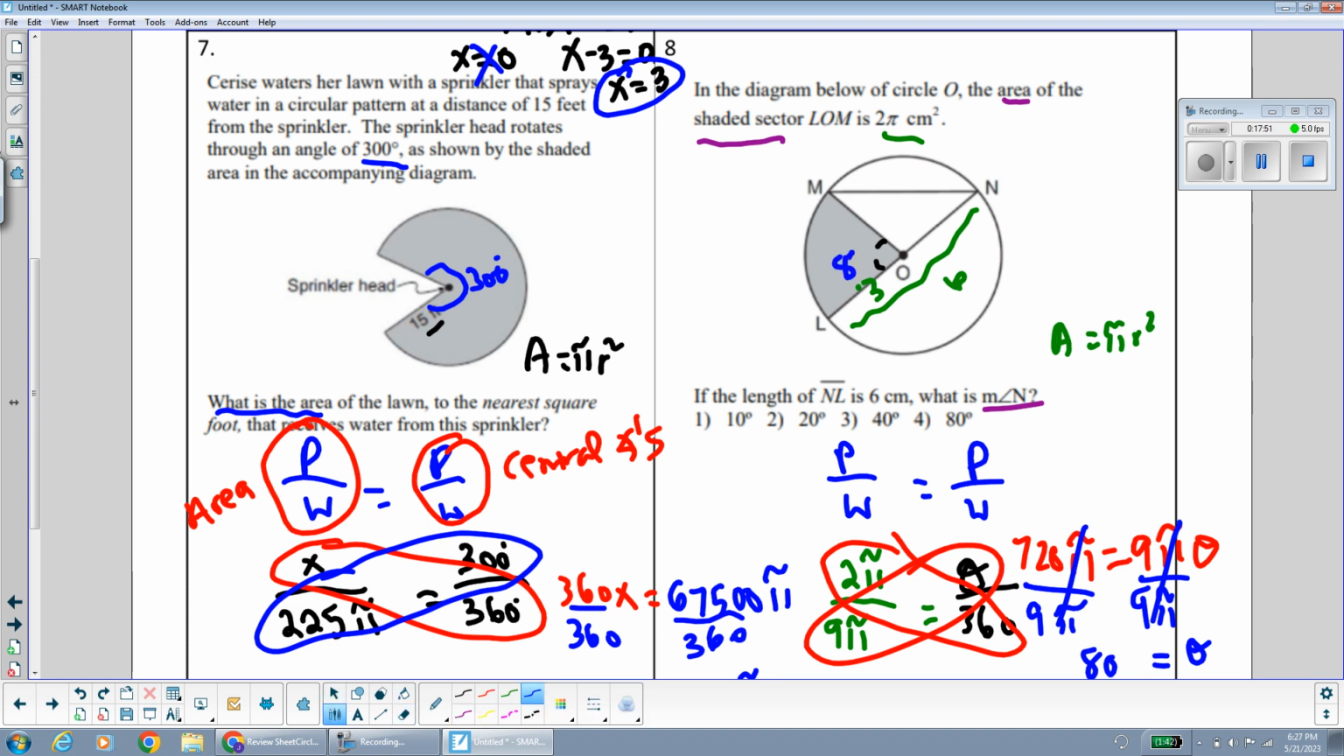This is 80 degrees. And since this is a central angle, that means the measure of its intercepted arc is also 80 degrees because central angles have an equal measure to their intercepted arcs. And notice how angle N is an inscribed angle that intercepts arc ML. So it's half the measure of the arc, so that would be 40 degrees. So angle N is 40 degrees.